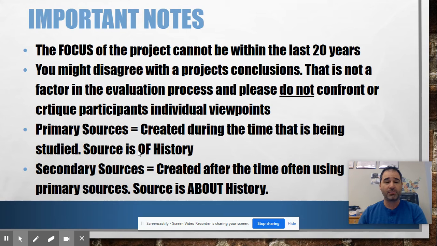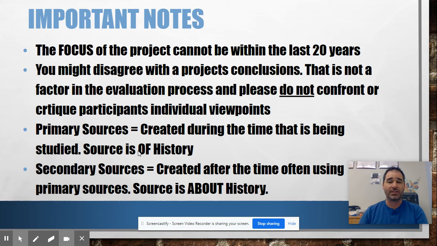A few important things before you start looking at the projects. The focus of the project really should be further than the last 20 years. It's 2020, so it should be pre-2000. 9/11 is really cutting it close at this point. So really think that we want the projects to be further back than the 2000s.